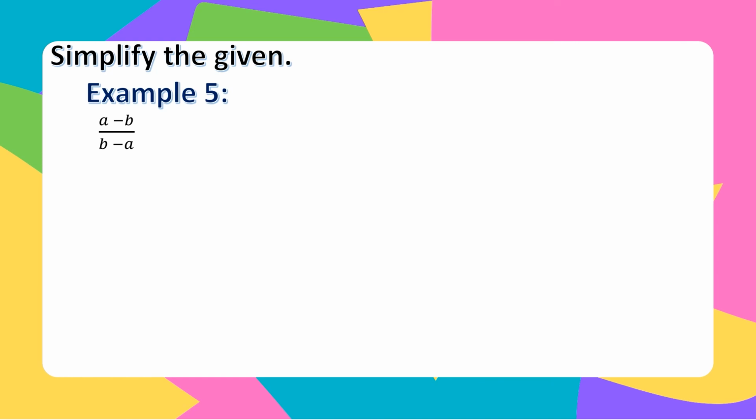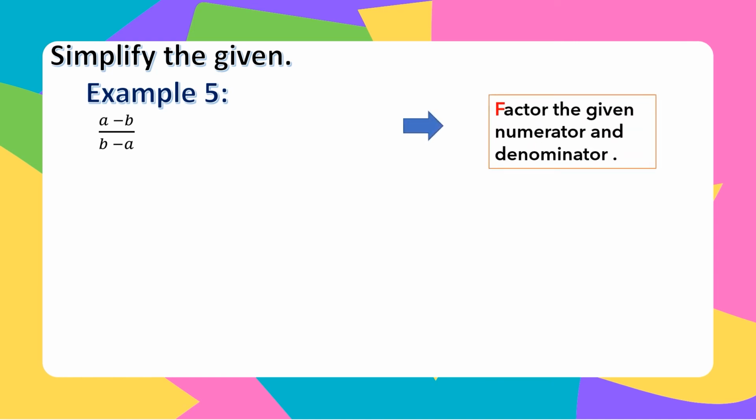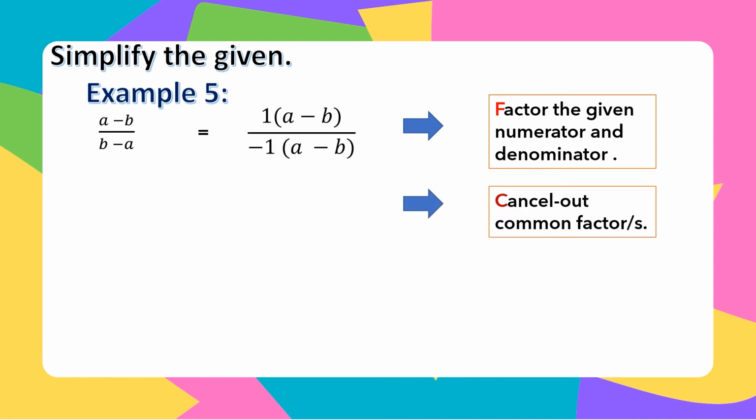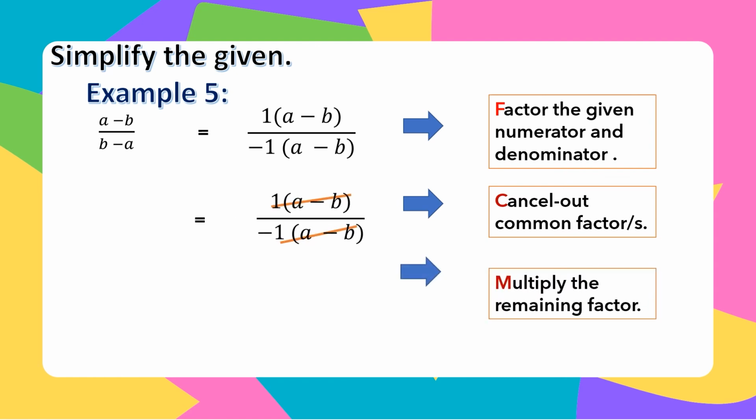Let us again apply the given steps. Factor the given numerator and denominator. So for the numerator, we are going to factor out positive 1. And for the denominator, we're going to factor out negative 1. Then, cancel out common factors. In this case, we can now cancel the quantity a minus b. Third step, multiply the remaining factor. The remaining factor in the numerator is 1, and in the denominator, we have negative 1. So dividing these numbers, we will obtain negative 1.